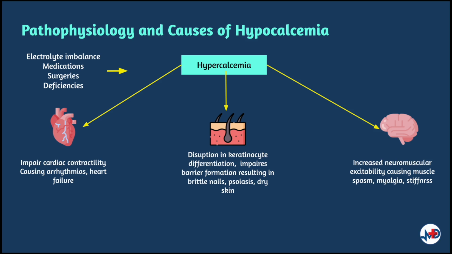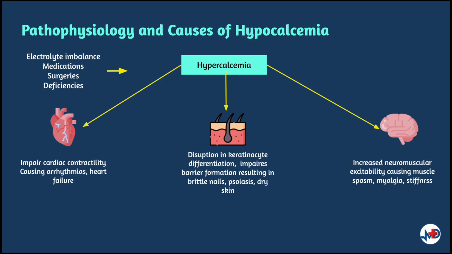Its pathophysiology can be discussed according to the involved system, with the nervous and cardiovascular systems being the most commonly involved. In the cardiovascular system, hypocalcemia impacts cardiac contractility because the sarcoplasmic reticulum is unable to maintain a sufficient amount of calcium content to initiate myocardial contraction, presenting as congestive heart failure, hypertension, and cardiac arrhythmias.